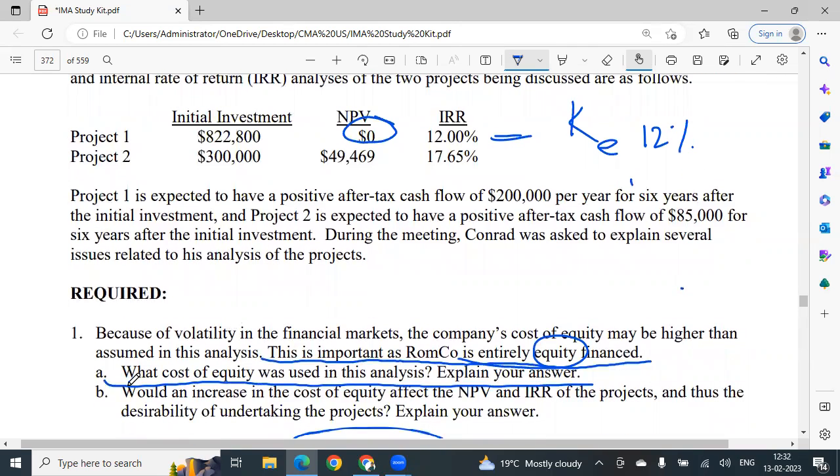What can we write down for this answer? What cost of equity was used in this analysis? We can write down that the cost of equity used in this analysis is 12%. So let us frame this answer here. The cost of equity used in this analysis is 12%.